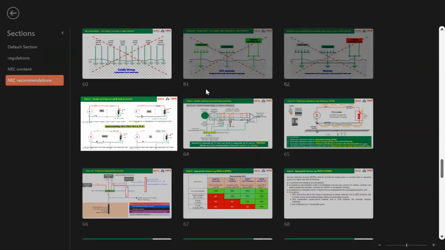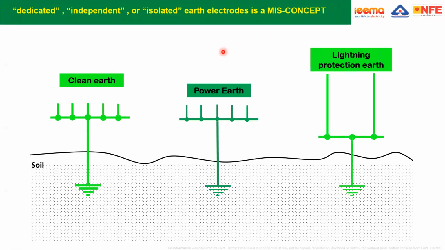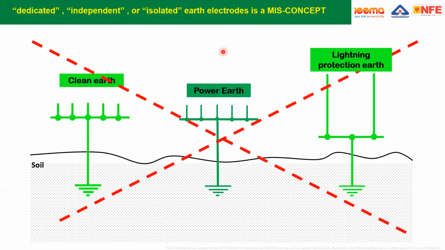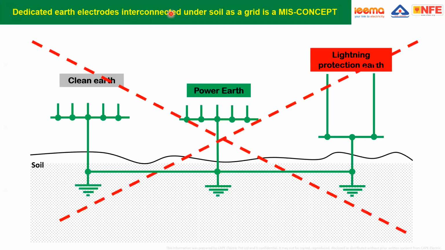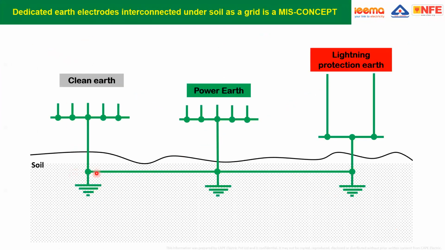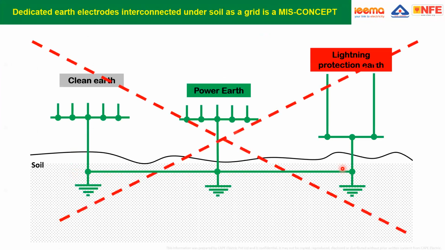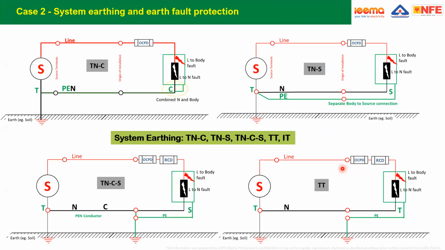Similarly, this is also wrong. We have seen the picture in IS 732: power earthing and lightning protection separate. This is also wrong. Sometimes these are separate, then again interconnected under the soil. This is also wrong. You can find these pictures in various IEC standards. So what exactly is required is a proper system earthing.